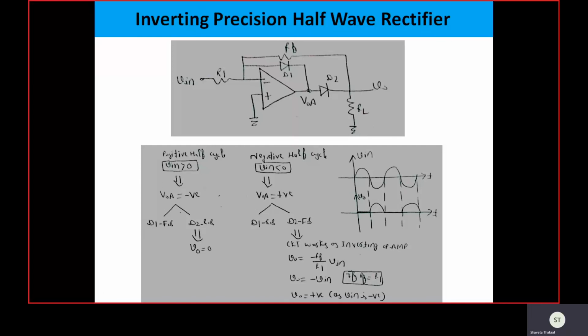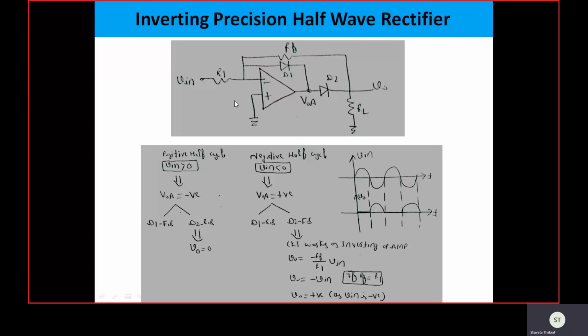Instead of connecting one diode in the circuit, now we have two diodes, that is D1 and D2. And instead of operating the circuit in the non-inverting configuration, here we are operating the operational amplifier in the inverting configuration. In this way, we can avoid the saturation problem suffered by the first circuit we discussed, and we can improve the frequency response of the circuit by converting it to an inverting precision half wave rectifier.